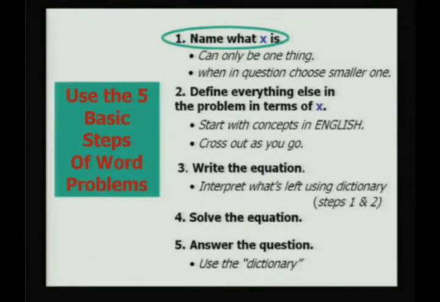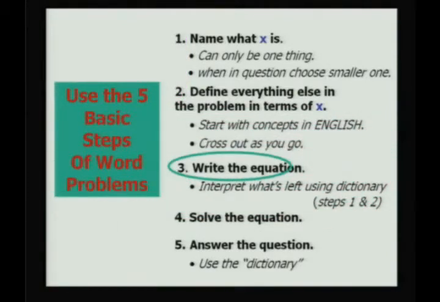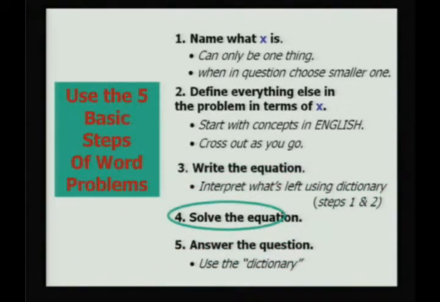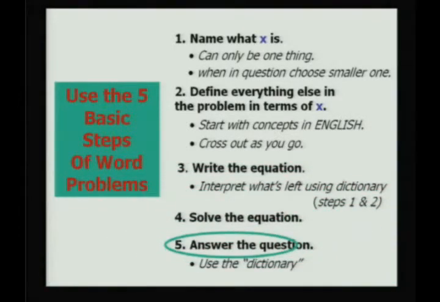Once you've named what x is, then name everything else in the problem in terms of x. I call those two steps the math to English dictionary. And I cross out as I go. Usually, once I've crossed out everything I've done, whatever's left is the equation. And I write those words in terms of the dictionary. Then I solve the equation. Then I make sure I answer the question.